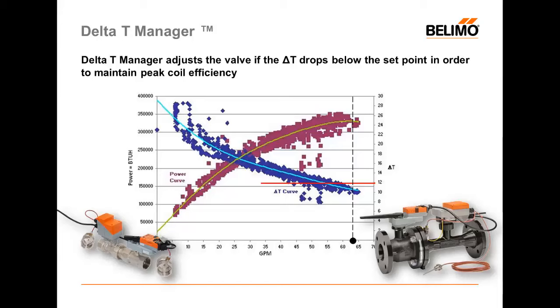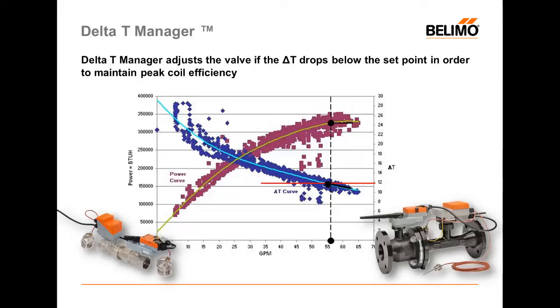Suppose the valve is flowing 64 gallons a minute, and at this rate, we're achieving a very high amount of BTUs relative to the performance of the coil, but we're also creating a low Delta T when we do that. We can see at this point, the Delta T is just above 10 degrees Fahrenheit, and we're creating about 325,000 BTUs. With Delta T manager in place, we will restrict the flow through that valve.